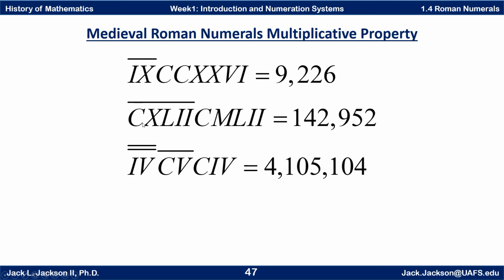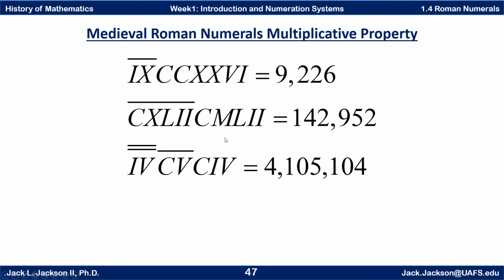Similarly, the next number, the CXLII, let's see what that would be. That would be 100. XL is 42 here for the two I's. So that's 142,000 because it has a bar over it. And then this gives you the last part here. CM is 1,000 minus 100 is 900. L is 50, and then two I's makes two.